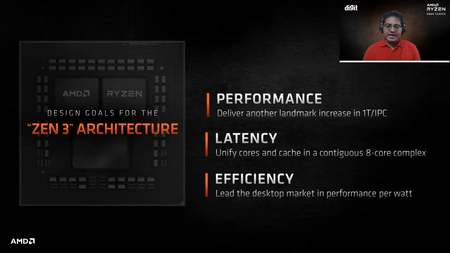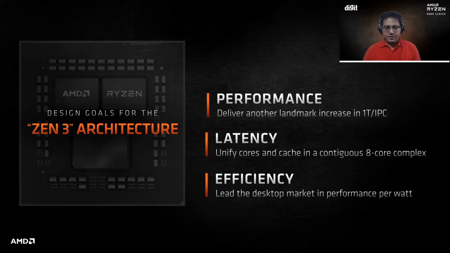So at the onset, AMD had three design goals for Zen 3. These were to increase the performance by focusing on IPC, and closely tied to that was the objective to reduce latency between the cores. And the third, we have efficiency, which is considered in terms of performance per watt. It is one of the ways of looking at efficiency, and that's always paramount when you're looking at processors.